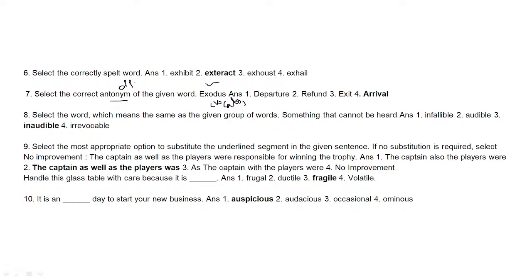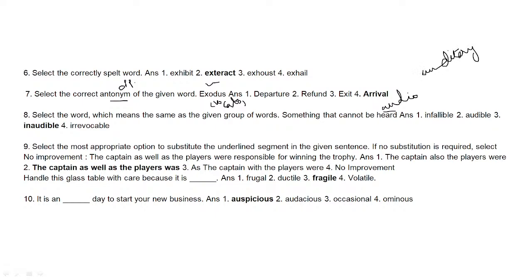Number 8 is vocabs again. Replace by one word. Okay, one word replacement. The thing is something that cannot be heard. Now, when we talk about hearing, what is the word related to hearing? Audio, right? Audio means sound. Our ears are known as what? Auditory. Auditory sense.